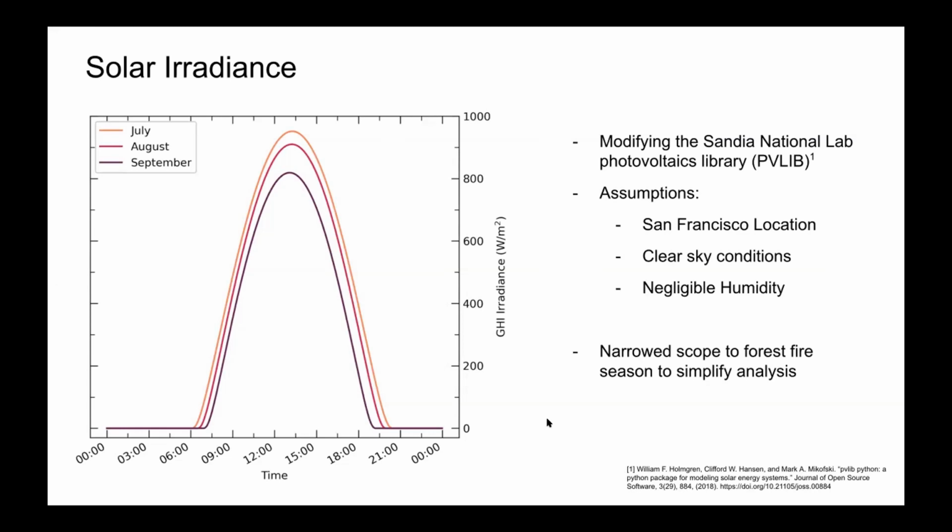A number of assumptions we're making here: that we're using a San Francisco location. We can move it if we need to, but for these calculations, that's what we chose as the latitude and longitude. And then we are neglecting the effect of humidity on solar radiance, but it would probably make things even worse.